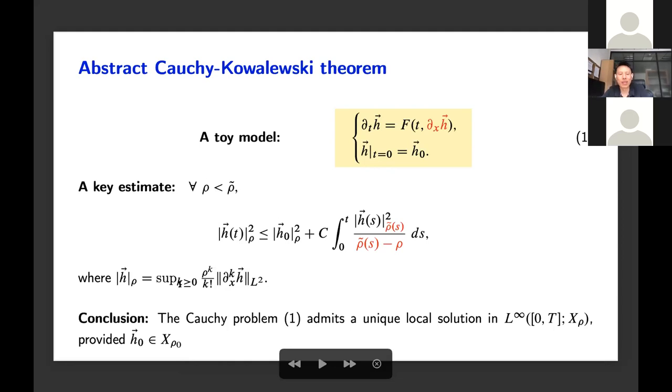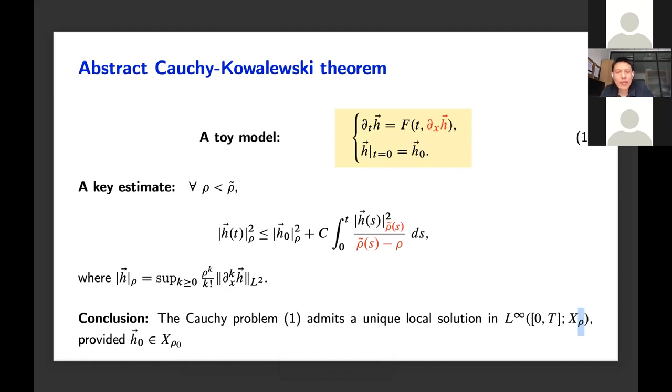So that means if the initial data belongs to some analytic function space, then this Cauchy problem has a unique solution. Of course, it's a local solution, but the radius may become smaller. This is the ACK theory.